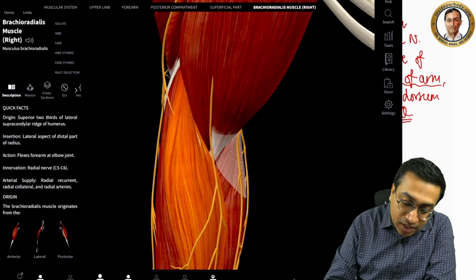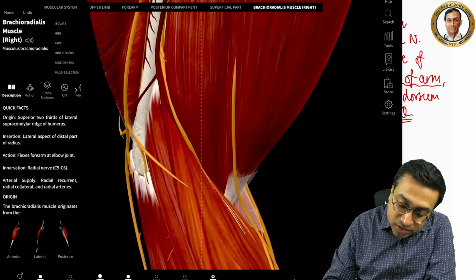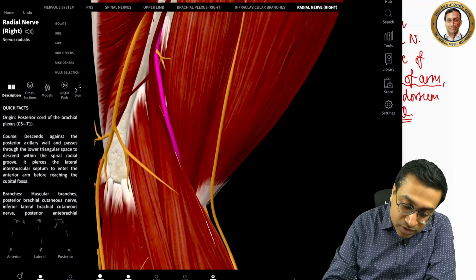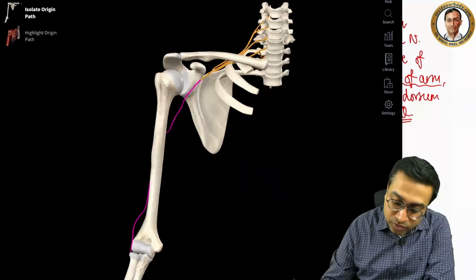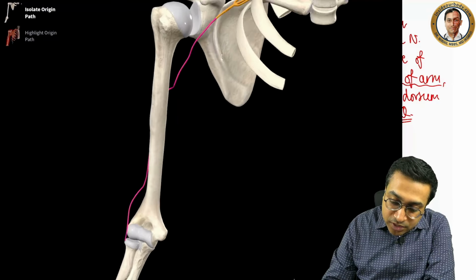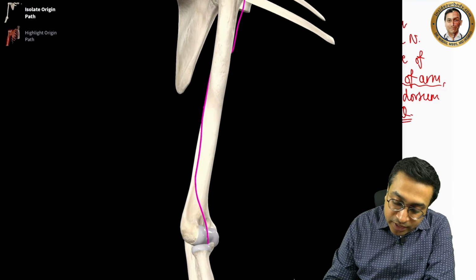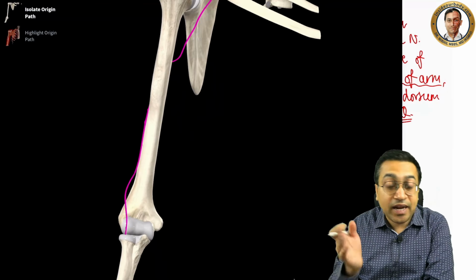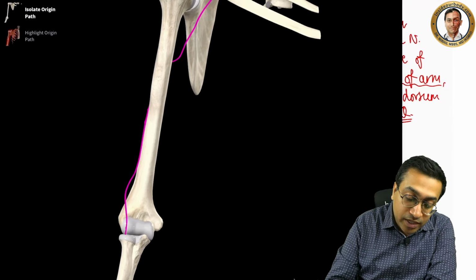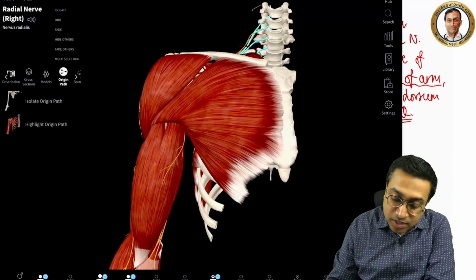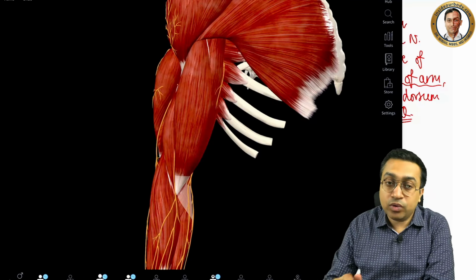If I just hide all the others apart from the radial nerve, okay, origin path, isolate origin path. Okay, can you appreciate this? It was coming from posterior cord, going behind, coming laterally, and then finally it has come anterior to the lateral epicondyle. Now anterior to the lateral epicondyle, but deep to the brachioradialis muscle. Okay, so that is the key point to remember here. So you know where to find this nerve now, in any area.